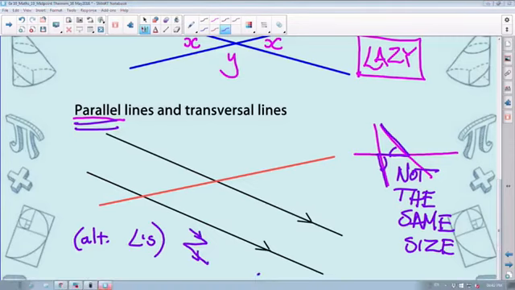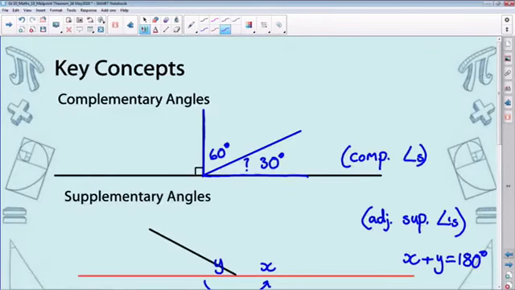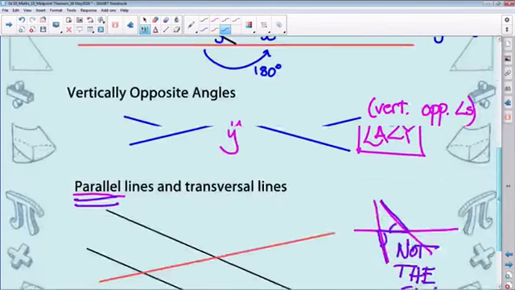And let's extend the page. No, okay, so then we also have corresponding angles. And those have the F shape. I'm just going to go this way to give myself more space, and then go down.